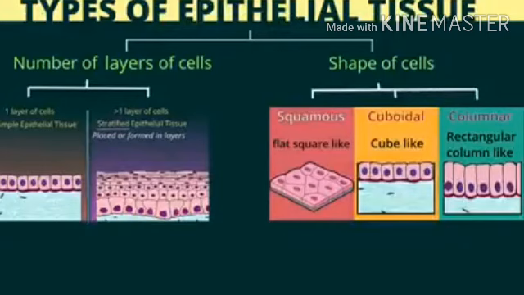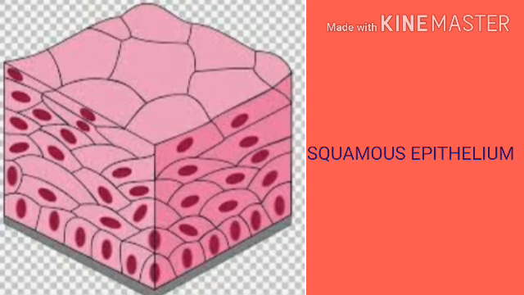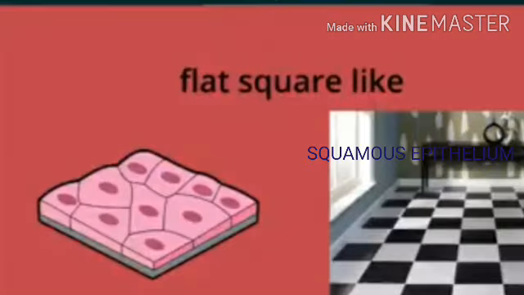Number 1 is squamous epithelium. It is also called pavement epithelium, children, because its cells fit together like the tiles of a floor. The cells are thin, flat, polygonal with central bulging having flat nuclei.